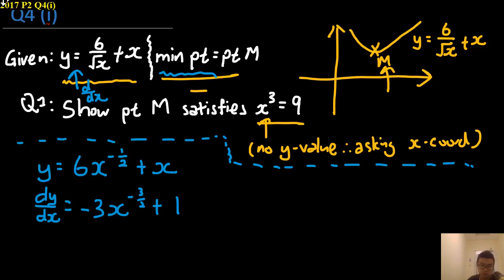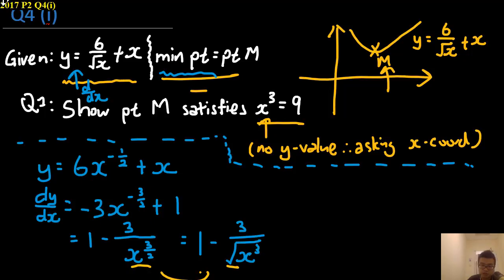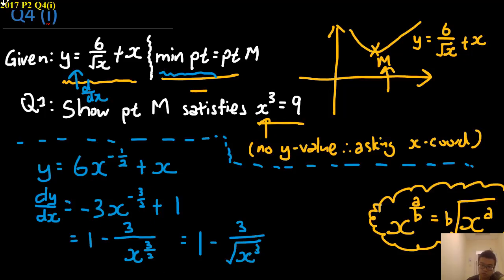So once again, the power negative half, you push it to the front. So 6 times negative half and you get minus 3. Whereas for this power itself, you just minus 1. Then here it's relatively straightforward. I don't want to explain too much on this. From here, negative power, once you push it to the denominator, it becomes positive. And to get from this step to this step, simply use this principle. With this, we got our gradient.